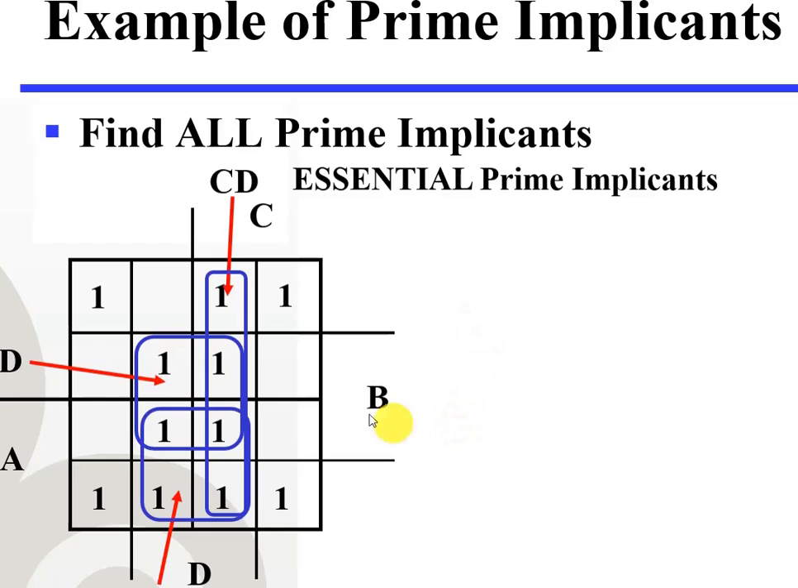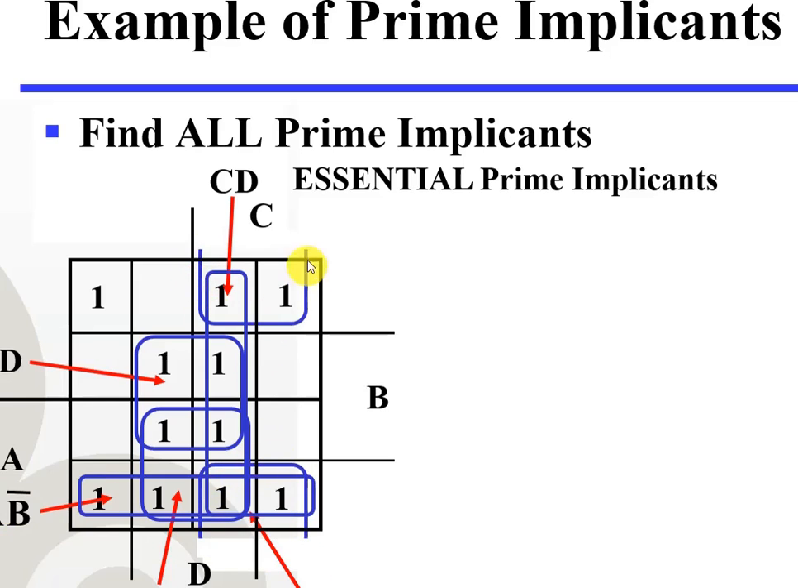Next one, C. Okay, this one. CD. So BD after simplification, and CD for the following group of 4. This is also a prime implicant, the maximum possible grouping. Another prime implicant can be obtained here, A not B. Also, these two are considered a prime implicant. And the 4 adjacent cells located here are also grouped together, so they also form a prime implicant.